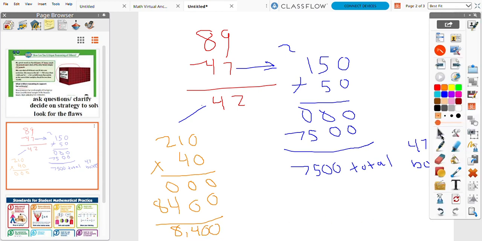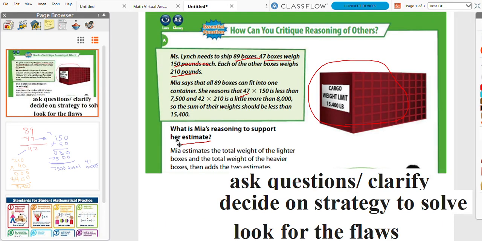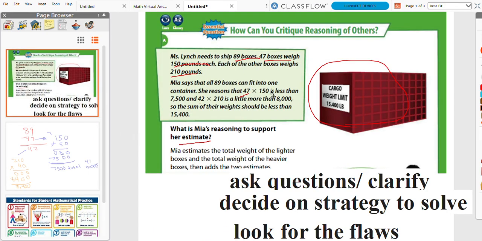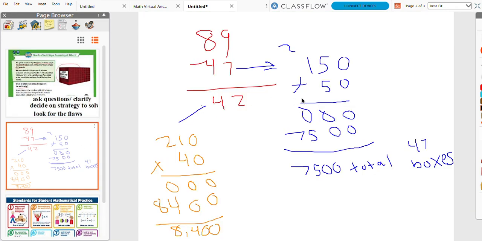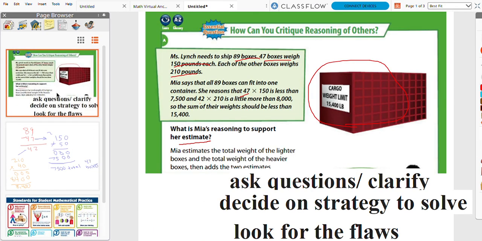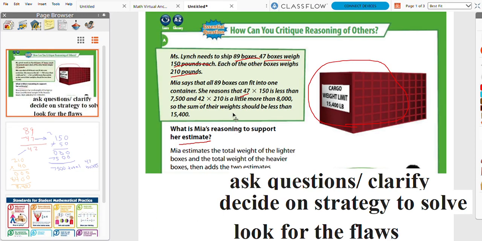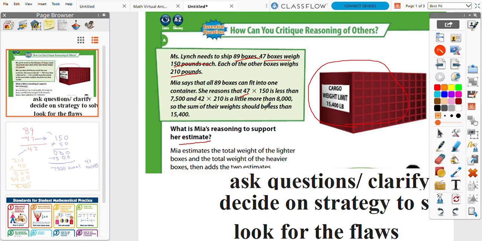Let's look at her estimates. She was estimating that the first set, the 47 boxes, the one we did right here, which we said was around 7,500, she was saying that it's less than 7,500. Well, if you think about that, we increased that number by 3 boxes. She may be right there. I don't know. How about this one right here, the 42 boxes? We reduced that by 2, and we rounded that to 40. We got 8,400. She's saying it's less than 8,000. We have 400 over that. So I think this estimation she did here is wrong. That is a big part of this when we're critiquing her.